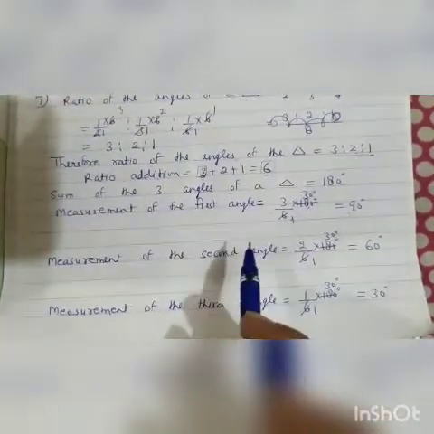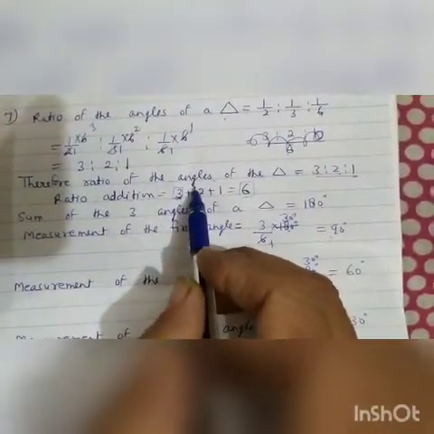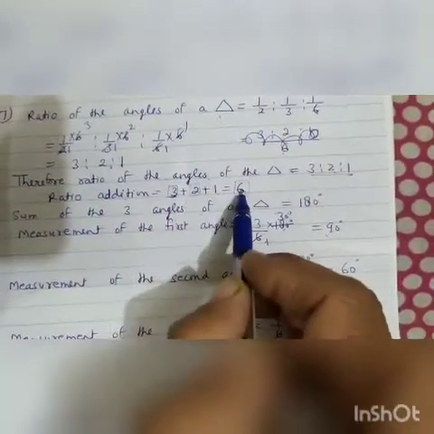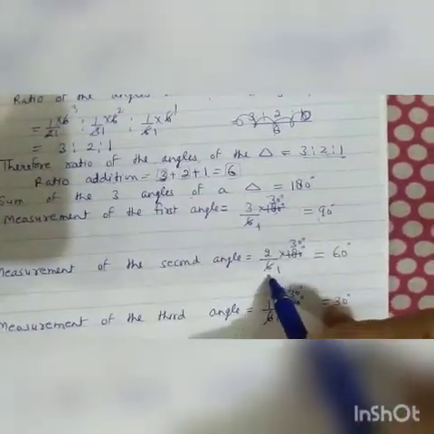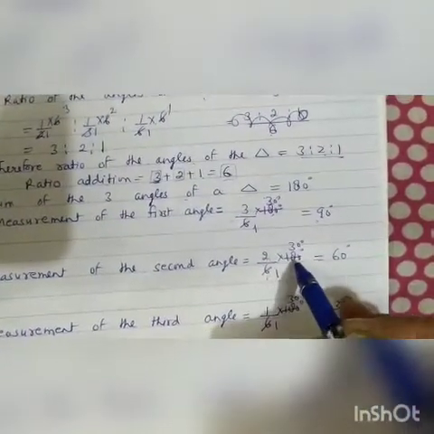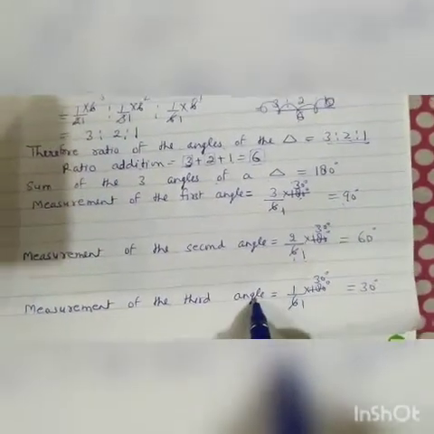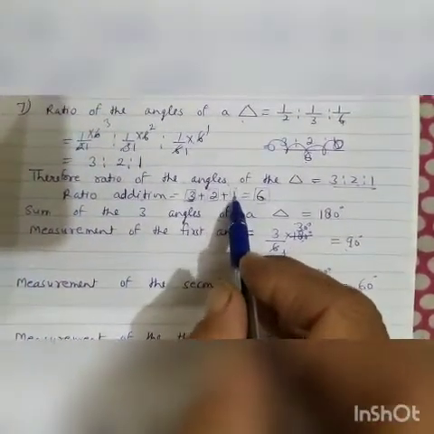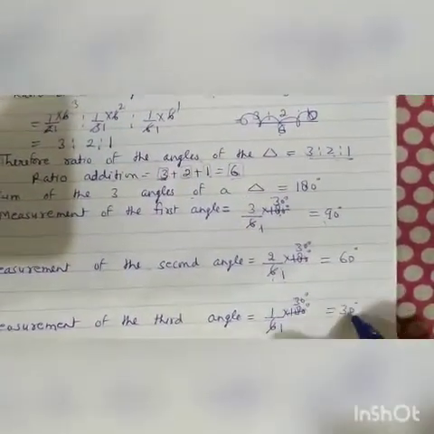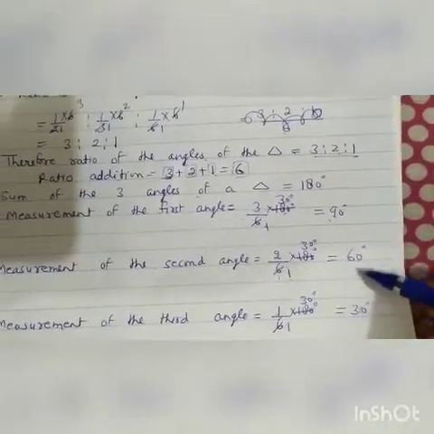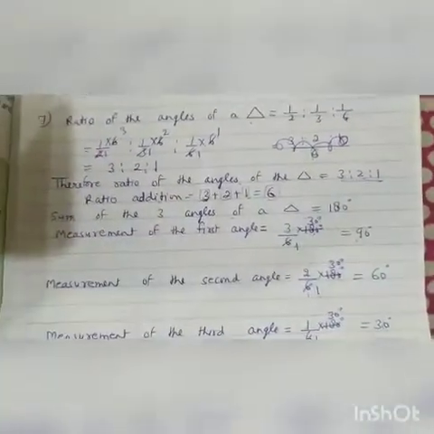Similarly, we will find second angle and third angle. Measurement of the second angle. What is the ratio of second angle? It is 2. So 2 upon this 6 total ratio addition 6. So 2 upon 6 multiply again 180. 6 1s are 6, 6 3s are 18, 0. 3 2s are 6, so 60. Then measurement of the third angle will be this 1 upon this 6 into 180. 6 1s are 6, 6 3s are 18, 0. 3 1s are 3, so 30. So these three are the measurement of the first, second and third angle. This is question number 7.